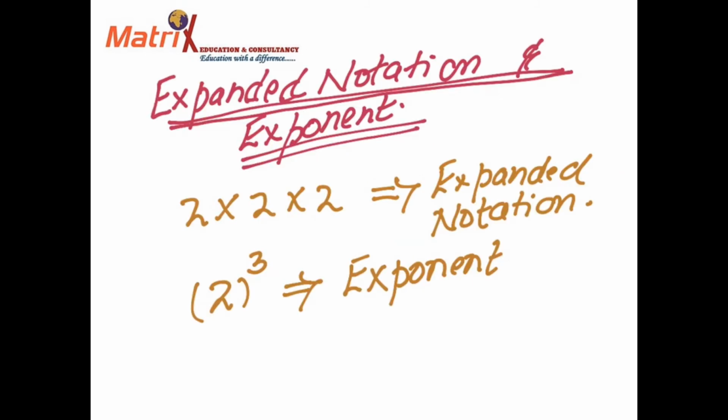Okay, now I have written 2 times 2 times 2, that is known as the expanded notation. Then I have written 2 raised to the power of 3, that is known as the exponent. So exponent and expanded notation are interchangeable. When you expand the exponent, that's known as expanded notation. But when you write that same notation in the form of base and the power, that's known as the exponent.